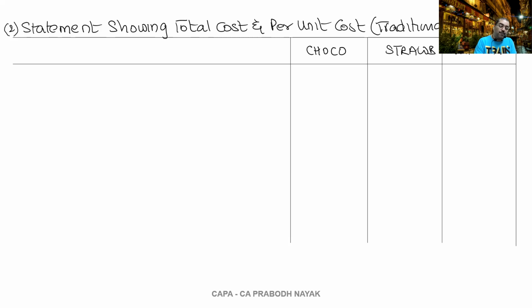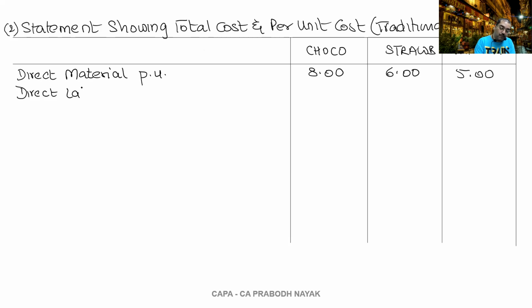Let us start with direct material per unit cost. Direct material per unit cost is given as 8, 6 and 5. Direct labor cost per unit is given as 5, 4 and 3.